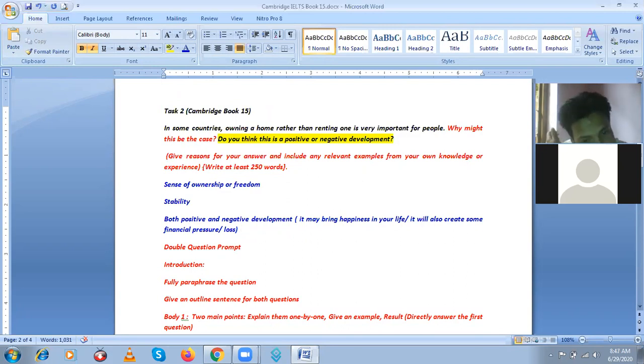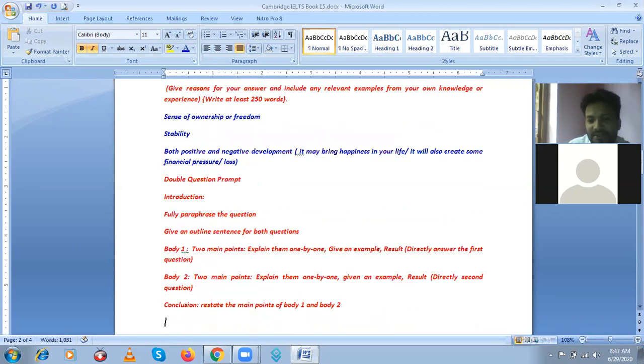Both positive and negative development, in my opinion. On the one hand, it might bring some happiness in your life. And on the other hand, it may also create some financial pressure or loss. Okay. So we have just made our supporting points for body 1 and body 2, or for the first question and the second question, and we have outlined the generic structure.